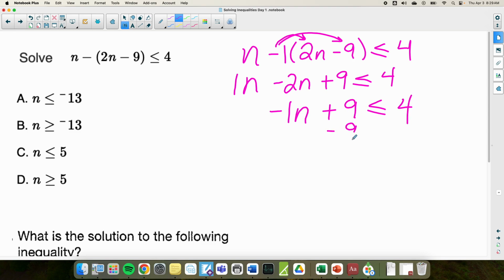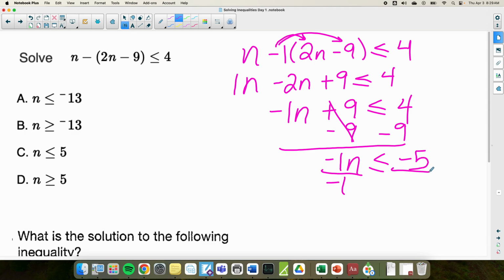Then I'm going to subtract 9, and I have negative 1n is less than or equal to negative 5. Then I'm going to divide by a negative 1. Is this one of those where I have to switch my sign? Yes. So this is going to be greater than or equal to 5. Okay.